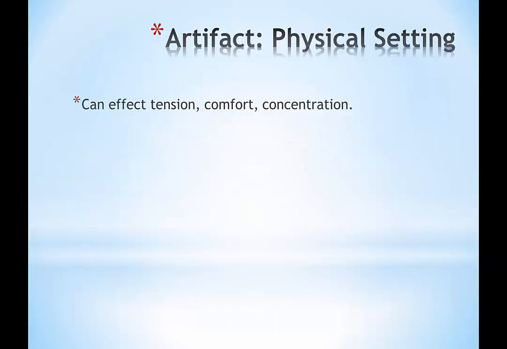So one kind of class or category of artifacts are called physical setting artifacts. These can affect tension, comfort, and concentration. So if you are in a study where you're in a college classroom, a lecture hall, and you're filling out a survey, or you're asked to show up at some location on campus, or maybe even you're doing an online survey in your bedroom at home, the physical setting can certainly influence your performance on certain tasks. And that might be noise level, time of day, even the pre-research atmosphere if you're in a face-to-face study.